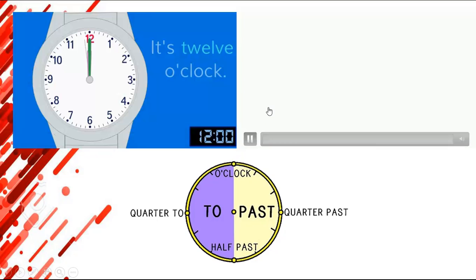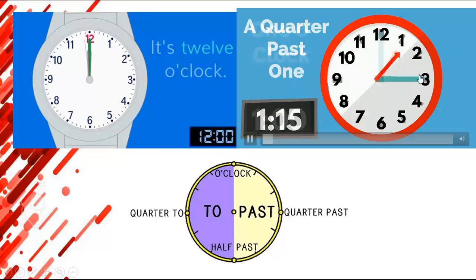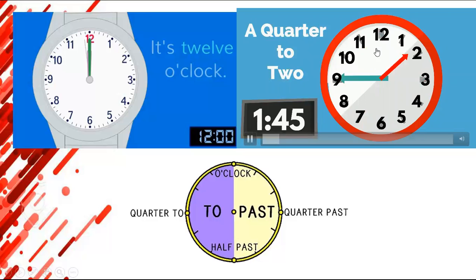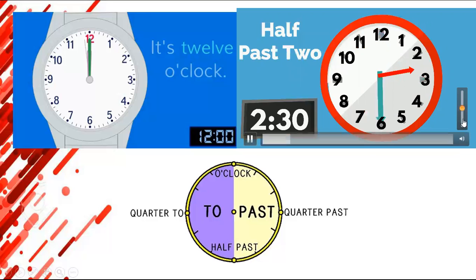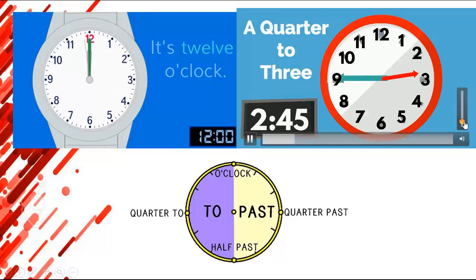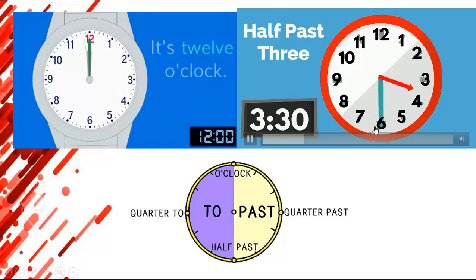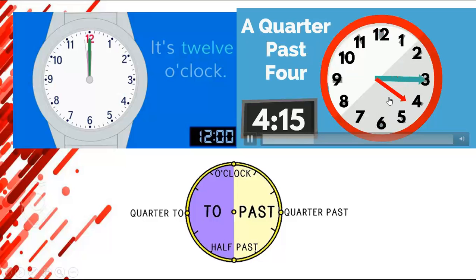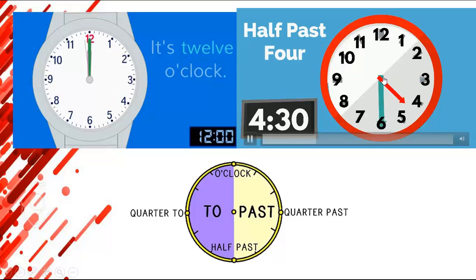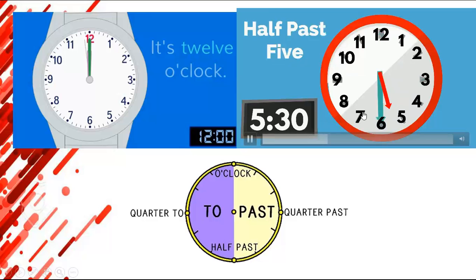Let's tell time with a quarter past, half past, and a quarter to. 1 o'clock, a quarter past 1, half past 1, quarter to 2, 2 o'clock, a quarter past 2, half past 2. Open your microphones, repeat please, repeat. 3 o'clock, quarter past 3, half past 3, a quarter to 4, quarter past 4, half past 4, a quarter to 5, 5 o'clock.